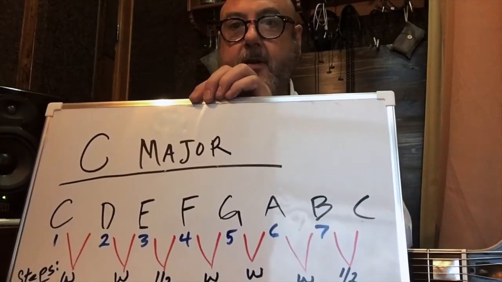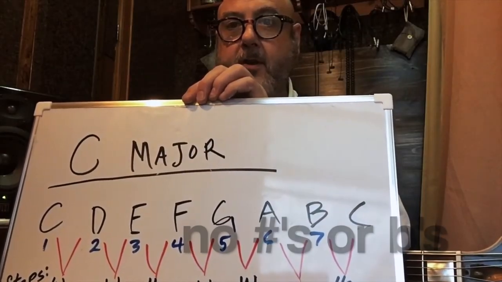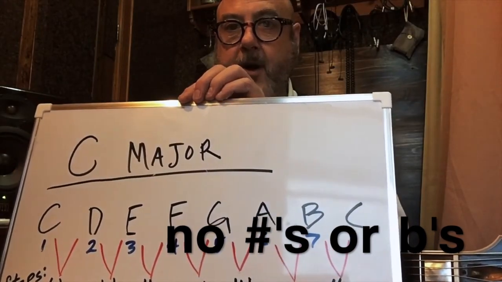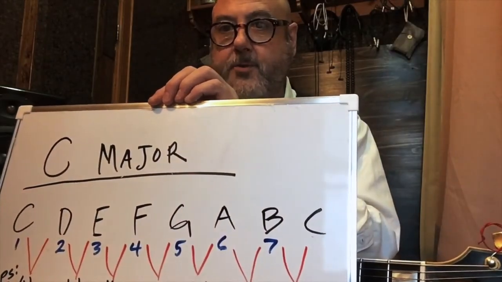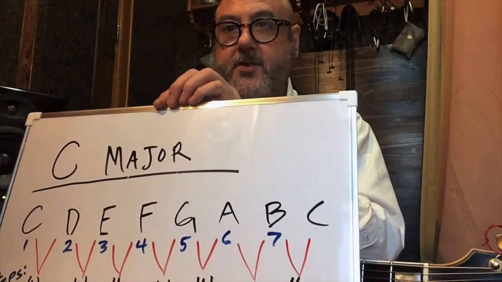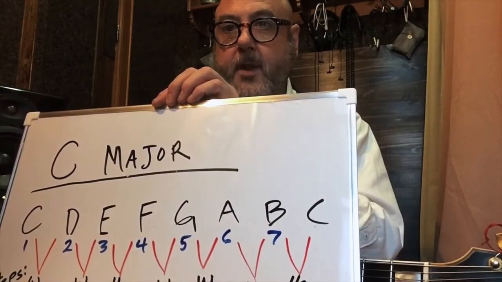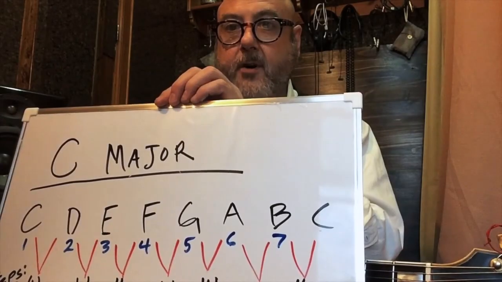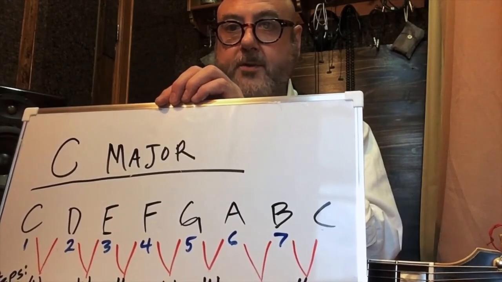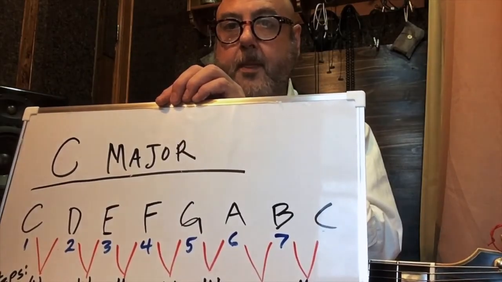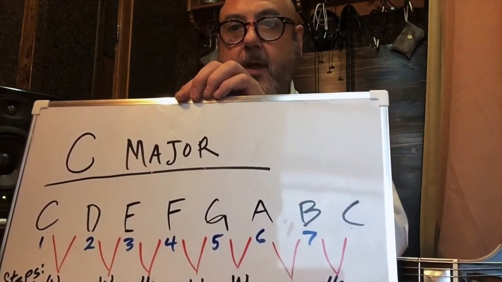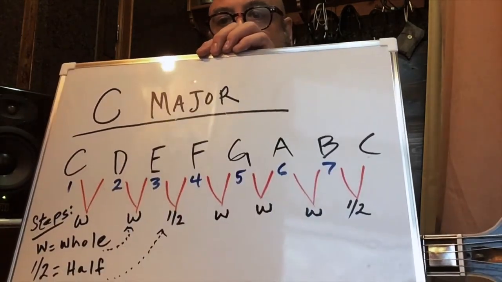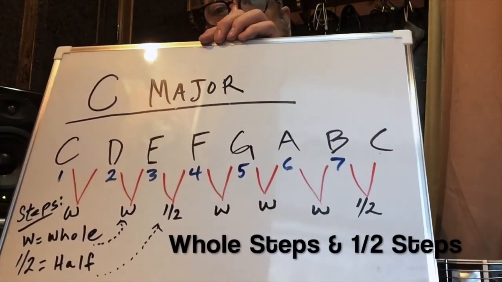I'm going to bring up the whiteboard here and show you what a C major scale looks like. As you can see, there are no sharps and no flats at all, so keep that in mind. It makes it a little easier to keep track of. What's below it is just the number in the order of the scale that it falls. So 4, which is the F, is the 4th degree.